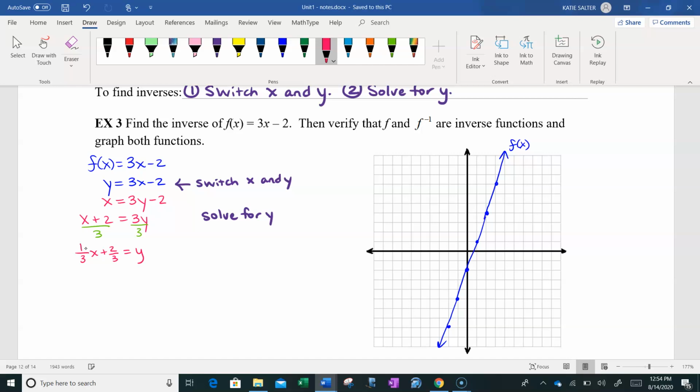Now, because this original function started out with functional notation, we want to make sure we always write it with the proper notation. We're honor students. We need to make sure we're using the proper notation. So we say the inverse of f of x is equal to 1/3 x plus 2/3. And that is our inverse function.